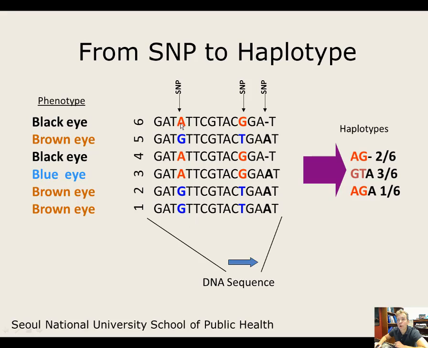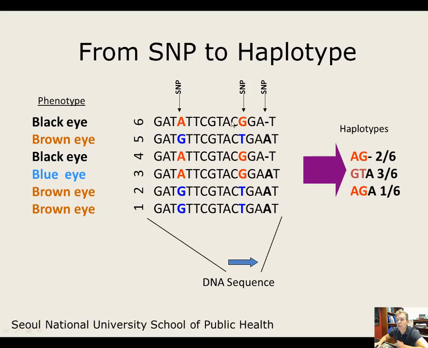Notice that in position 4 here, it's either an A or a G, depending on the person. In this position over here, it's either a G or a T. And then finally, in this position over here, it's either an A or a deletion. So a haplotype could be described as just describing the SNPs, A, G, and a deletion for this haplotype here on top. And if you count up the people in this population, 2 out of the 6 people have that group of SNPs, or that haplotype.